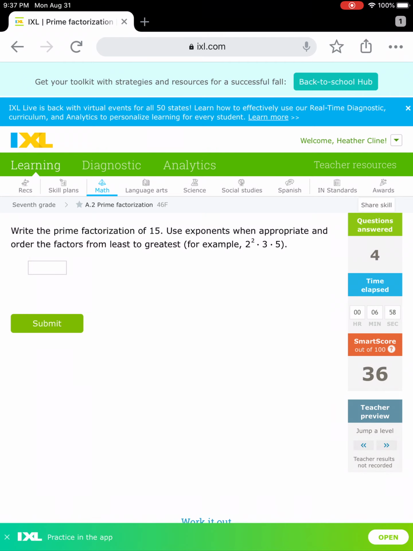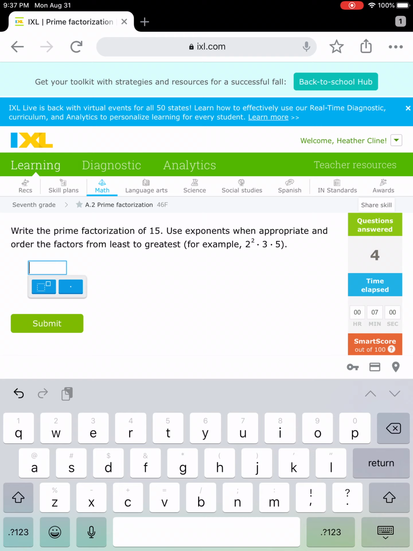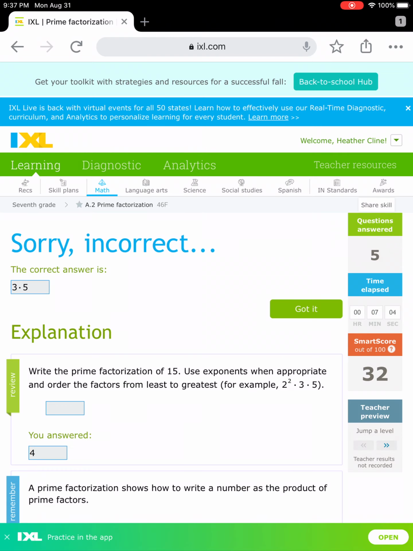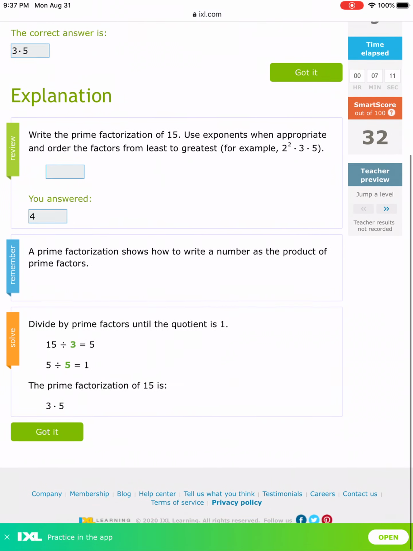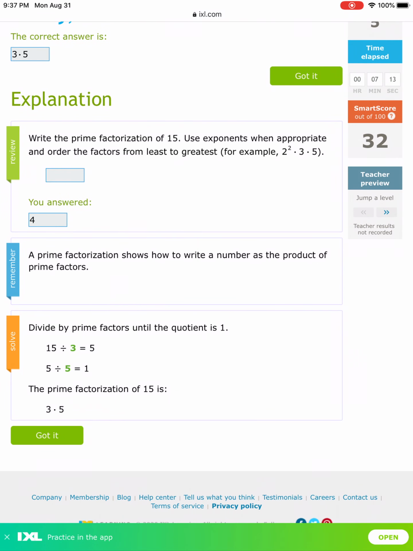Okay, now I want to show you something, and I said this the last time. Let's say you put 4 here, okay, and it says the answer is incorrect. You need to scroll down. It will tell you what you answered, it will tell you a little hint, and then it will show you how to do it correctly. If you're just flying through these, number one, I'm going to notice, but number two, clearly you're not helping yourself. You need to realize what you're doing wrong, okay?